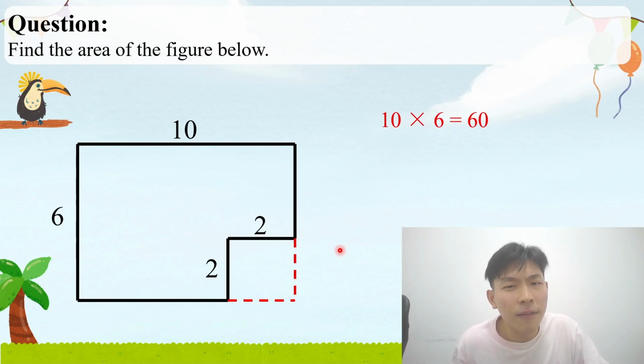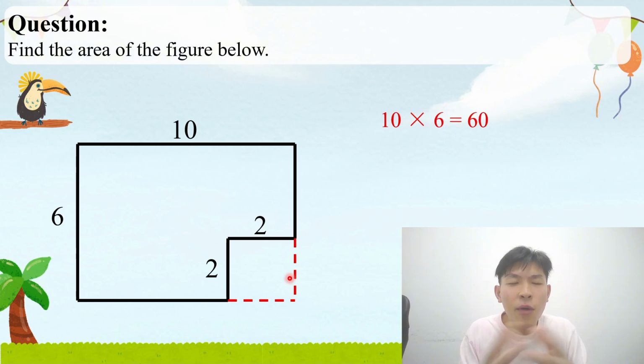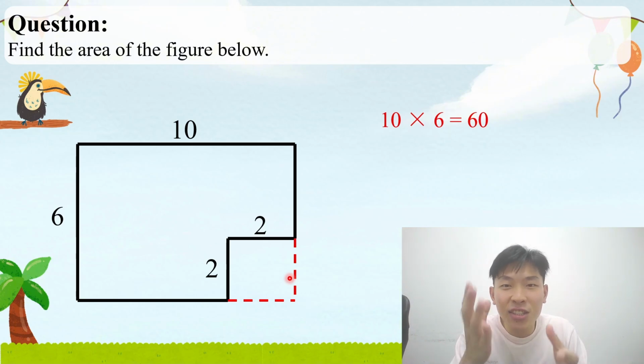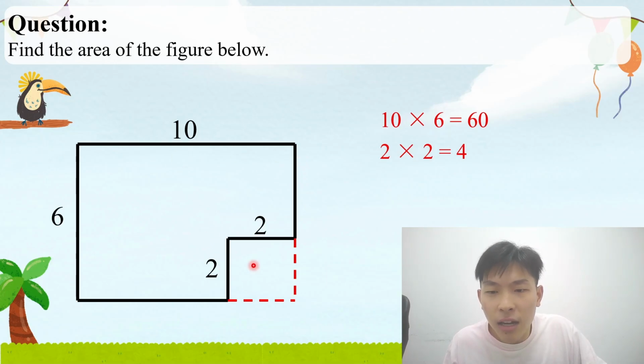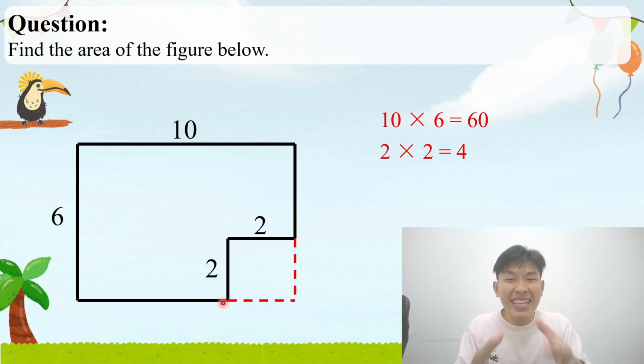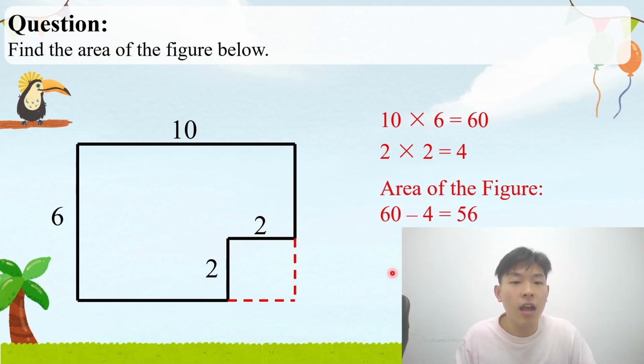So what should I do here? I know the area of the whole thing. So what should I do to find this area of this small one? Now, can I find the area of this small square here? Yes, I can. What is the area? Very good. It's 2 times 2, which equals 4. Now, I know the area of this big one, and I know the area of this small one. I have to find the remaining area. What should I do? Yes, I just take the whole area minus this part here. Very good. So we just take 60 minus 4, which is 56.